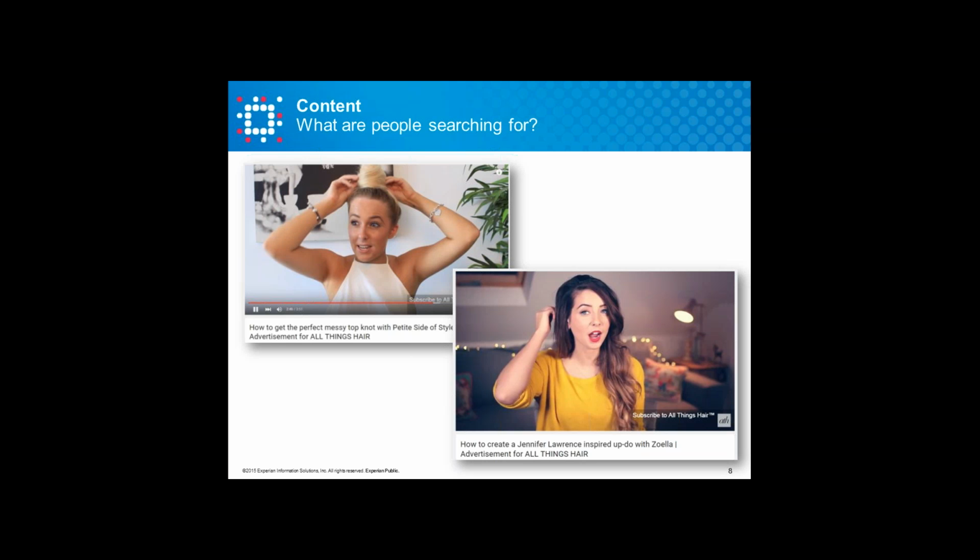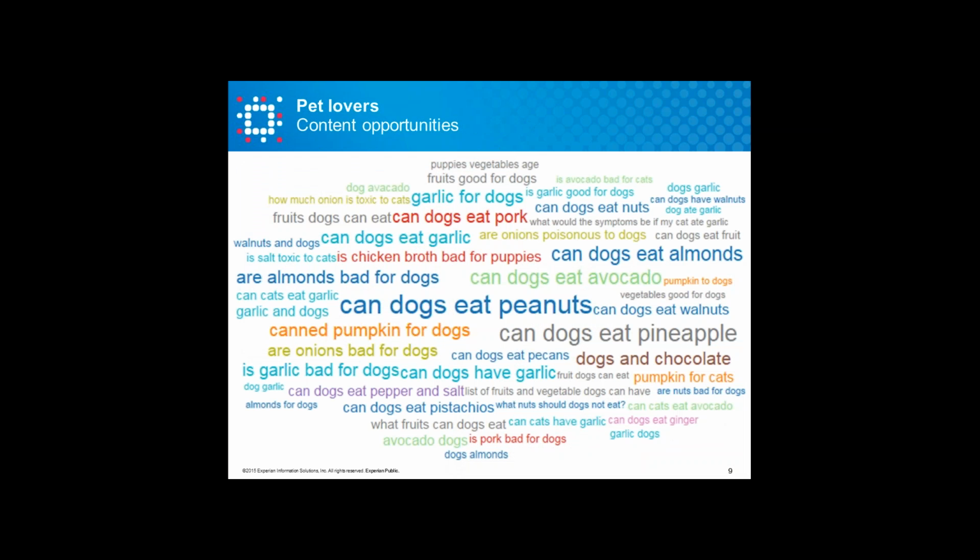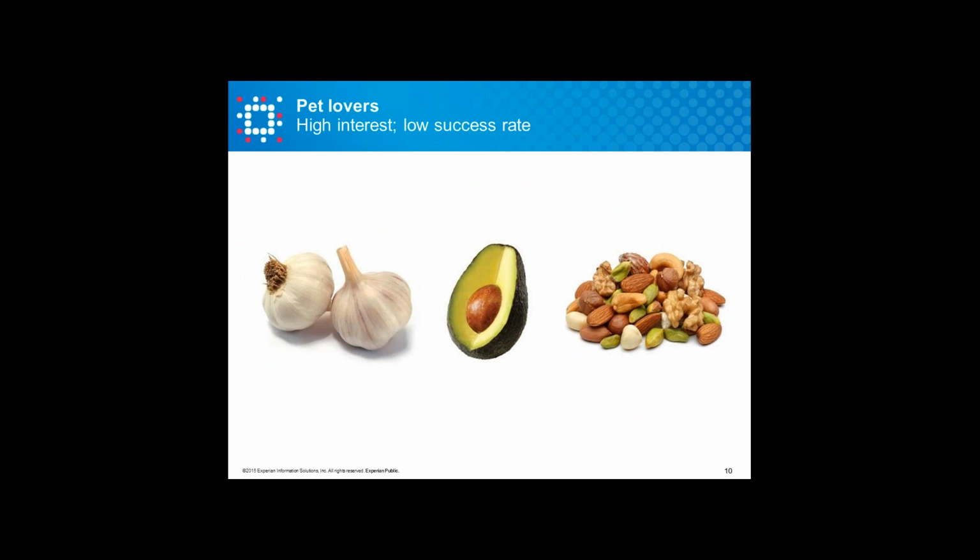And using an actual example from one of our clients, this is a client in the pet space, and they wanted to better understand what pet lovers were looking for online. So we did an analysis of all the types of things that pet lovers were looking for, and there are lots of different topics. But one of the threads that we started to discover was that there was this trend of people doing searches around pet consumption of human foods.